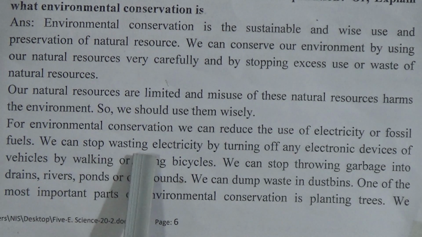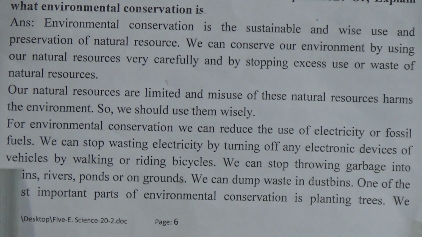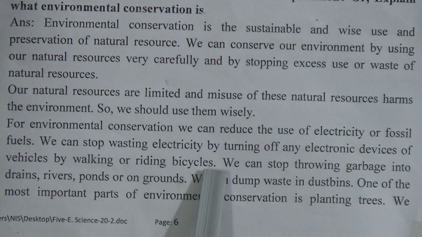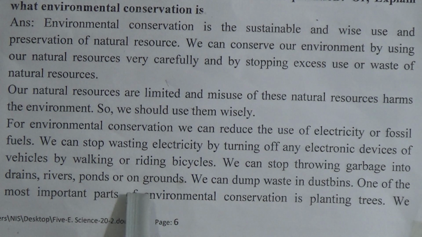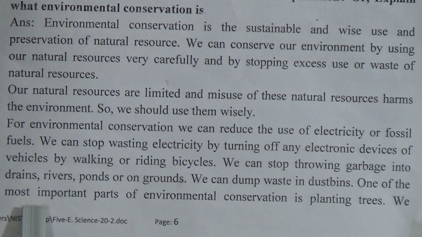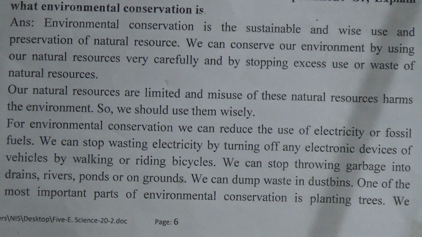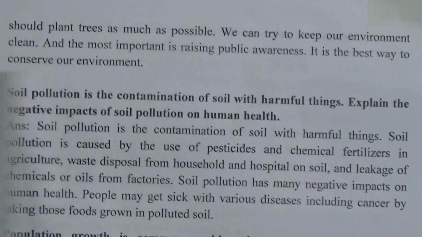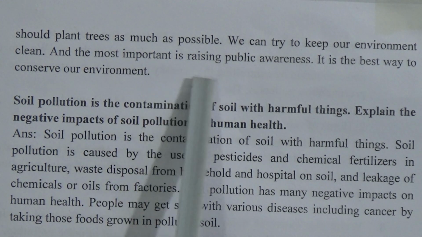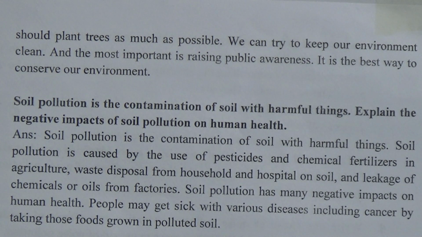We can stop wasting electricity by turning off any electronic devices, and reduce use of vehicles by walking or riding bicycles. We can stop throwing garbage into drains, rivers, ponds or on grounds. We can dump waste in dustbins. One of the most important parts of environmental conservation is planting trees. We should plant trees as much as possible. We can try to keep our environment clean, and the most important is raising public awareness. It is the best way to conserve our environment.